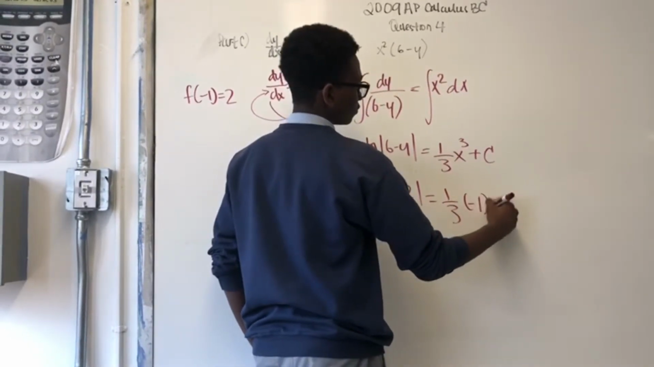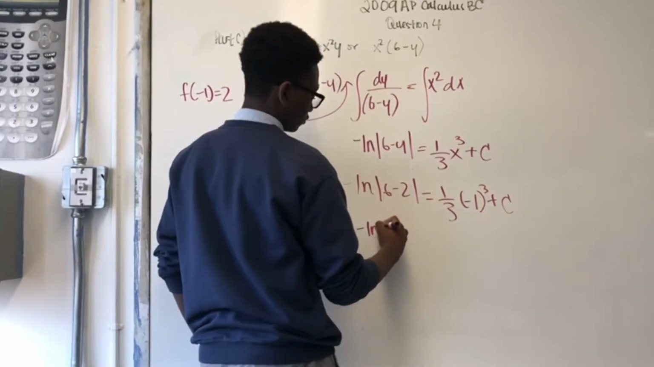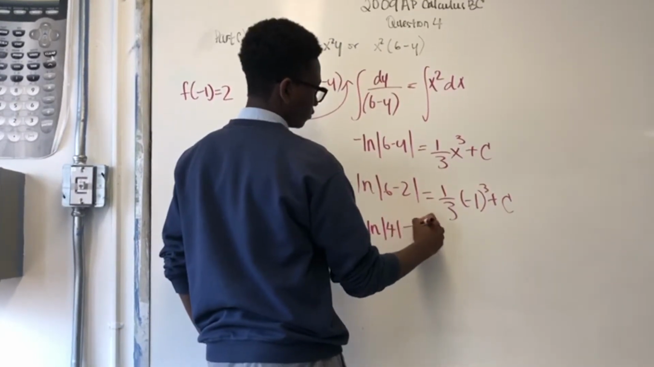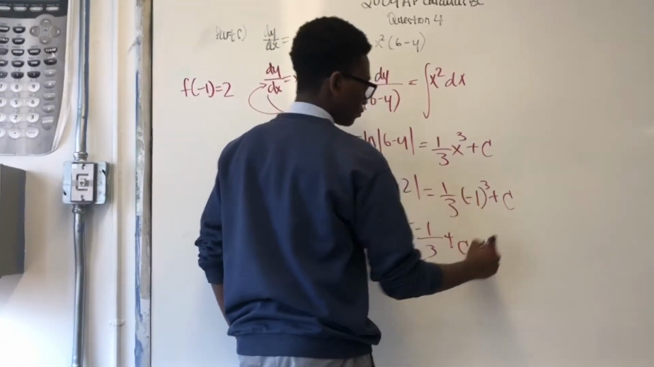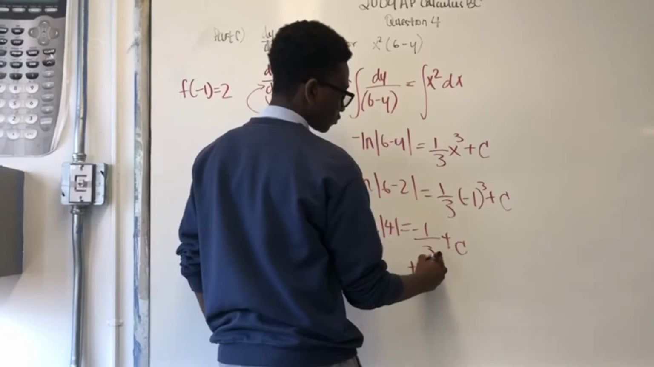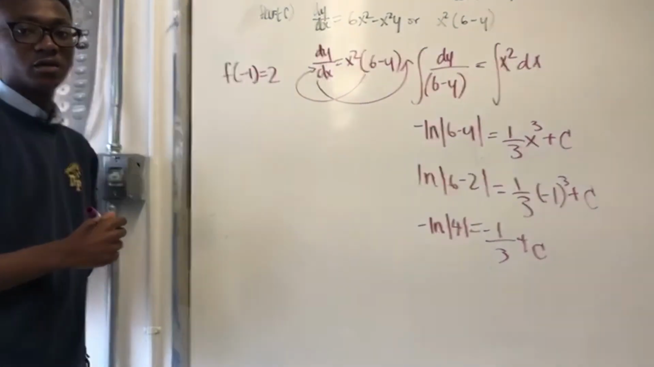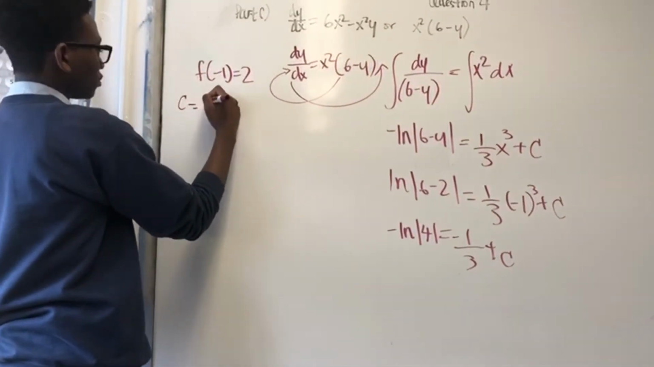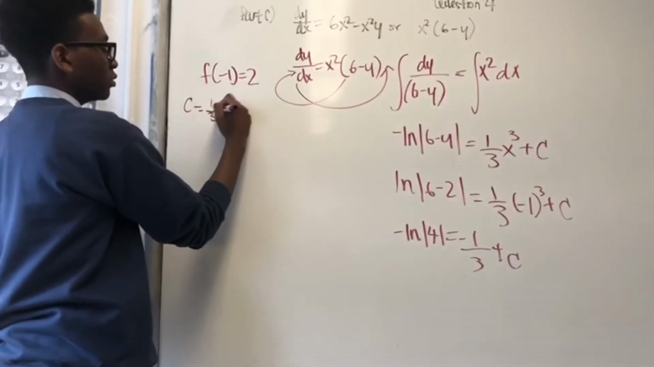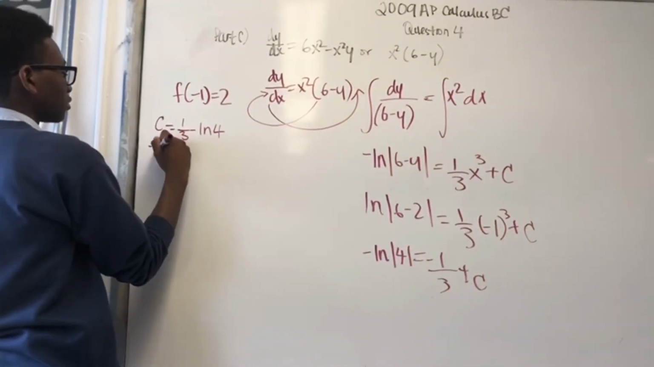Now we can use our initial condition, which is -1, 2, to find the c. Once we plug in -1 for x and 2 for y, you get negative ln of 4 is equal to -1/3 plus c. From there, it's simple algebra: just add 1/3 on both sides, and you get c to be 1/3 minus ln of 4.